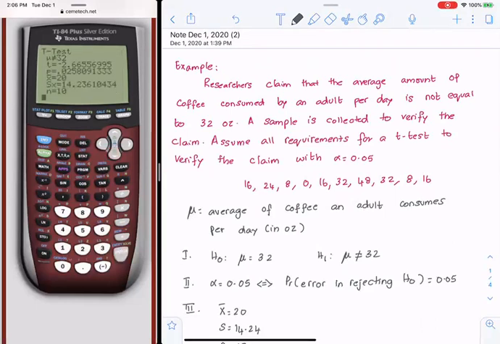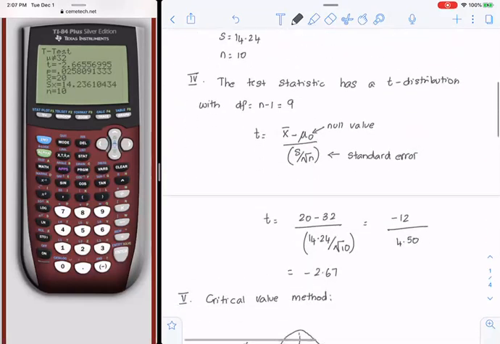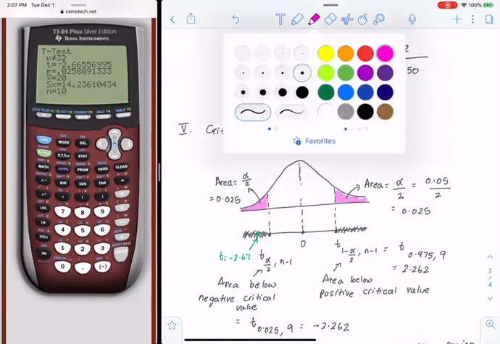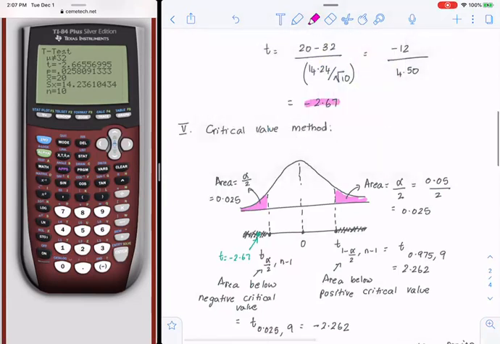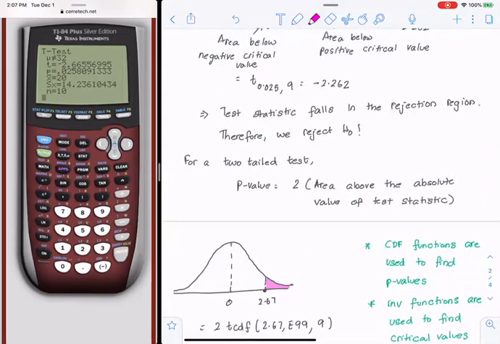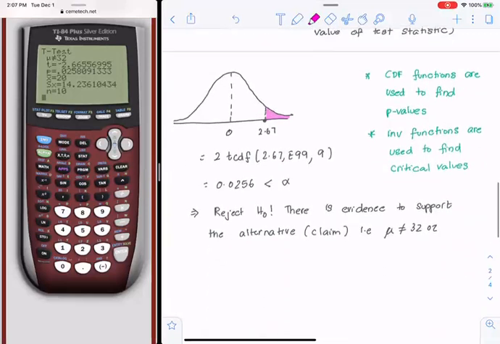So the second line is our test statistic. We have negative 2.665, which I rounded to negative 2.67. It's right here. And the p-value is in the third line. That value happens to be 0.0258. Because of rounding, we ended up getting 0.0256.